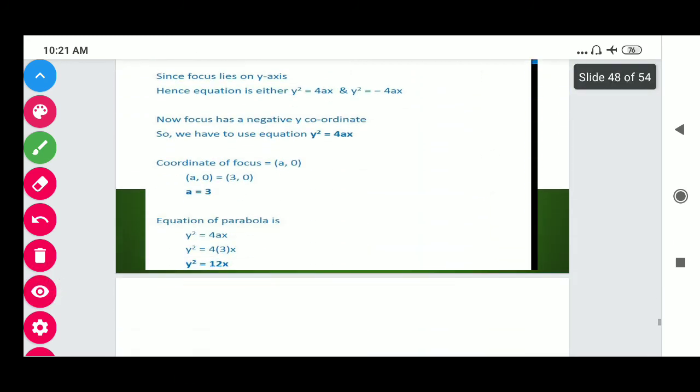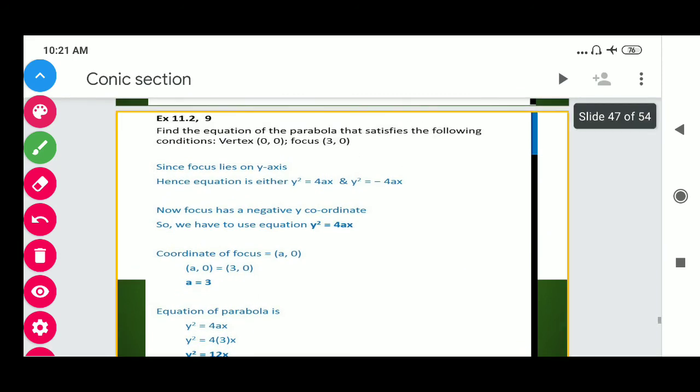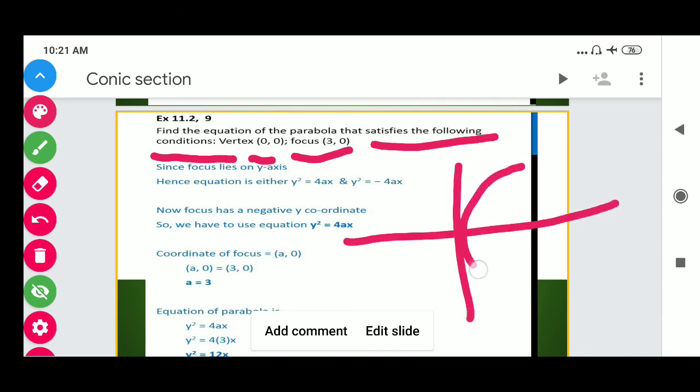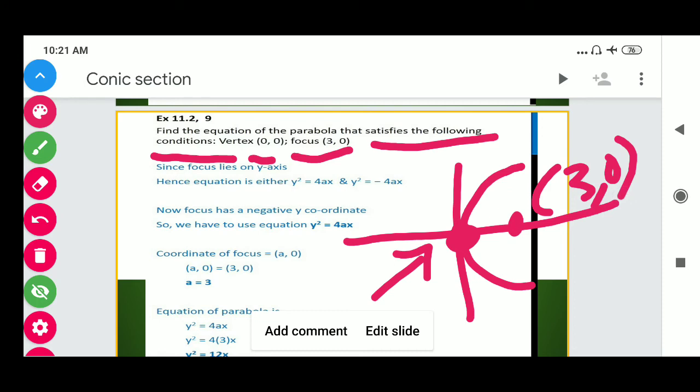So students, next we have question number 9. Question number 9 is: find the equation of the parabola that satisfies the following conditions, where vertex is (0, 0), focus is (3, 0). Students, what is the vertex? When a conic meets the axis, this point is called the vertex, and in your syllabus the vertex remains the same, (0, 0). Here it is given that focus is (3, 0), that means the axis is along the x-axis.